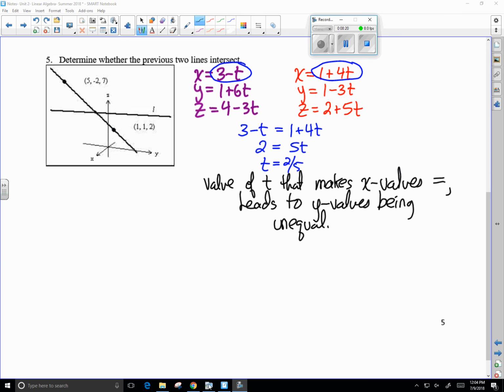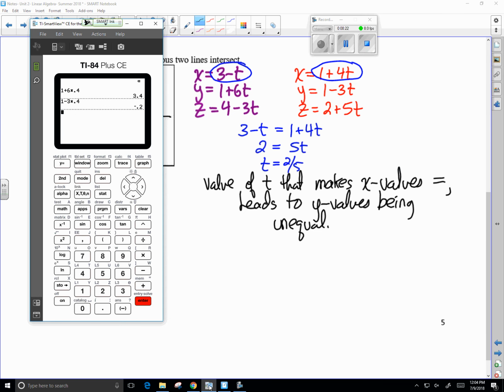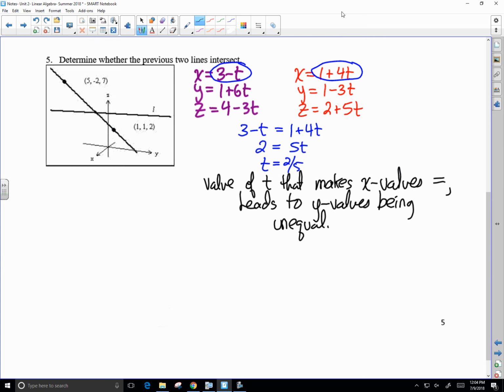Oh, wrong thing. I'm just double checking. So I plugged in, because it was 0.4, right? So I plugged in 0.4 here, 0.4 here. We get two different y values. So we have the same x values but two different y values. So that's showing that there would be no intersection. So the paths do not cross.